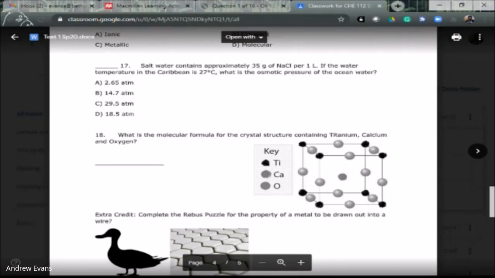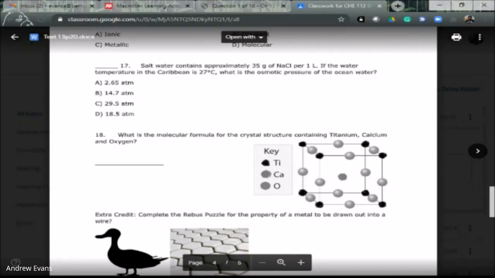The calcium is only in the dead center. So there's 1 calcium. And the titanium is only in the 8 corners. Each corner is 1/8 of the box. So how many titaniums total? We have 1 titanium, 1 calcium, 3 oxygens. So it would be CaTiO3.